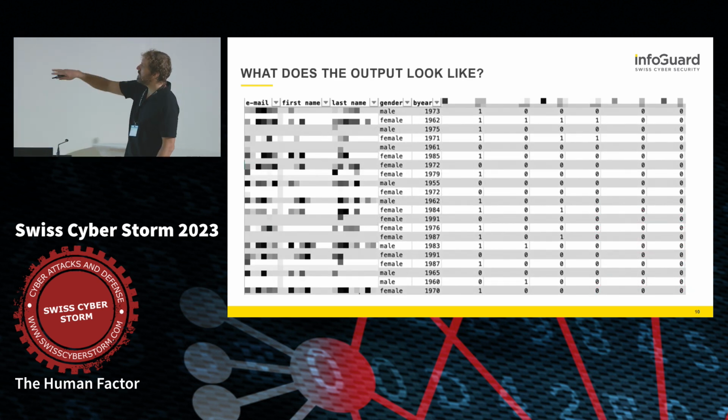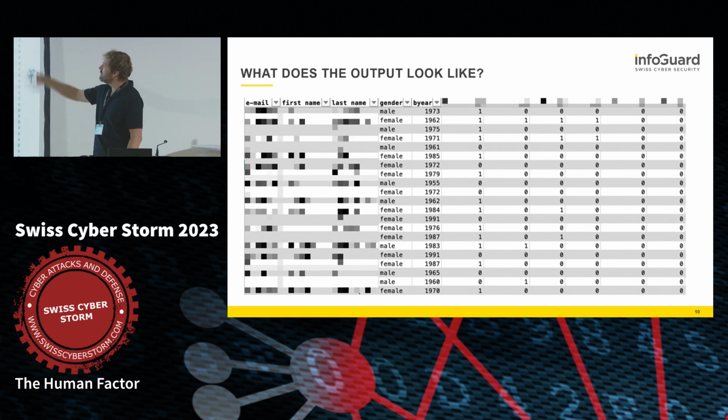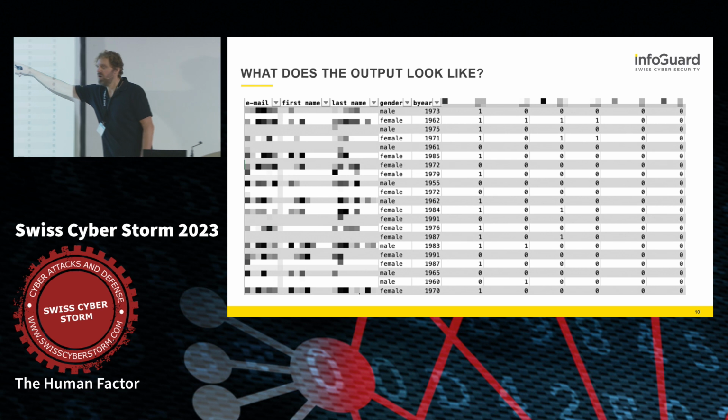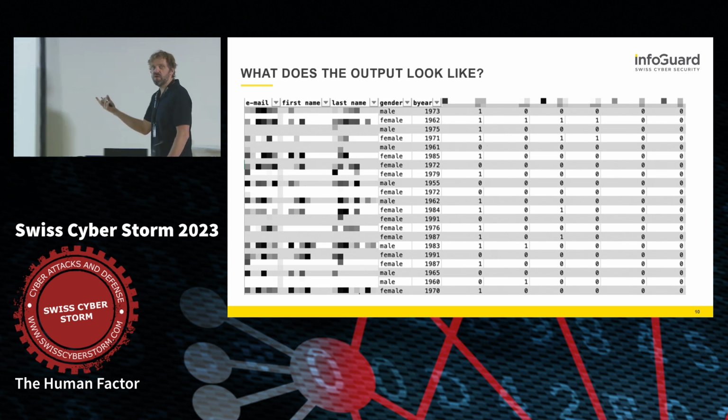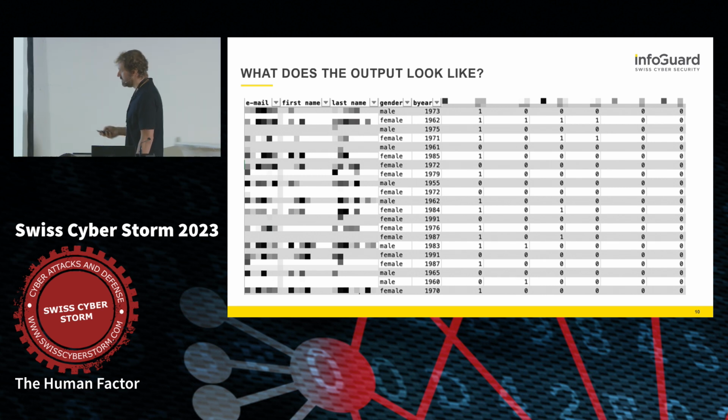So what does the output of the tool look like? You can see every row is an entry for one email, and you have these columns here for the different web applications. Wherever you have a 1, this means the tool detected that the email is registered at this web platform, and wherever you have a 0, this means the email was not detected.